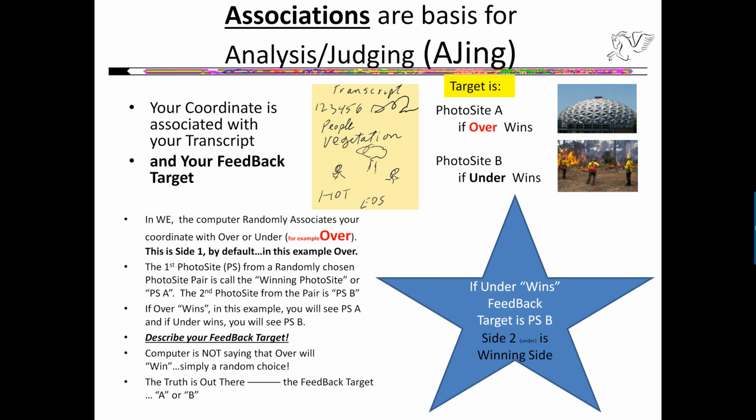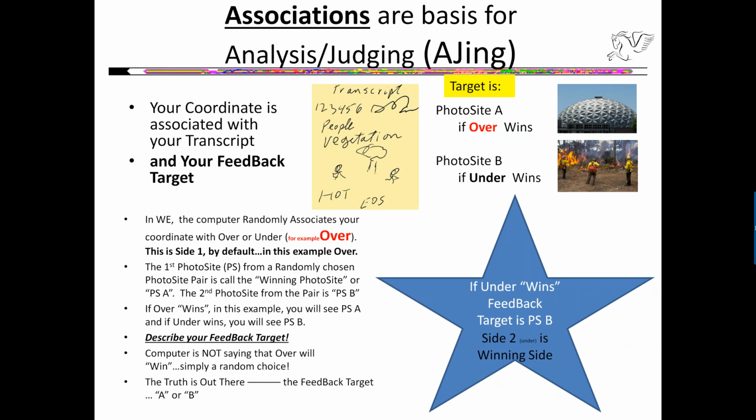Because this is the example that hopefully will make it plain to you that this coordinate at the beginning, when you're a remote viewer and before the game, could have been either one of these, photo site A or photo site B. And depending on what your assumed side was, you're then going to see the appropriate target, period.